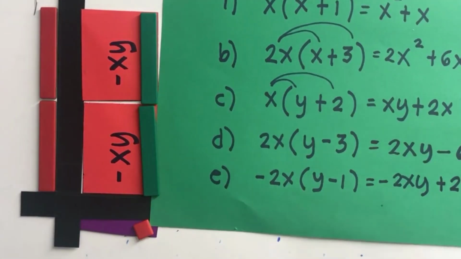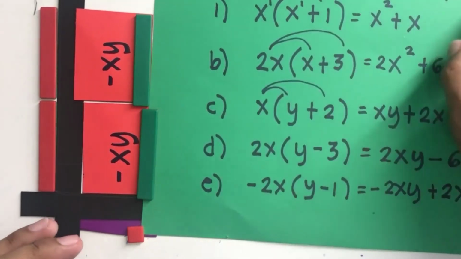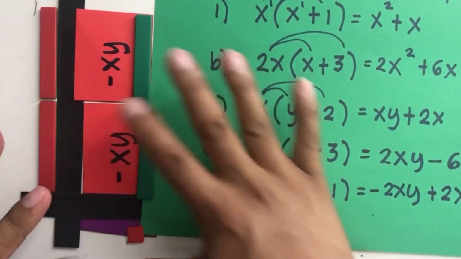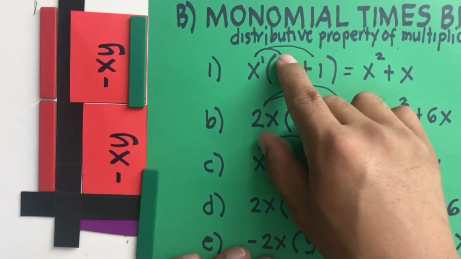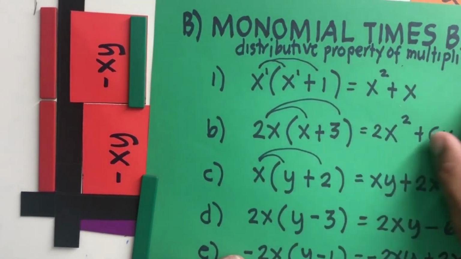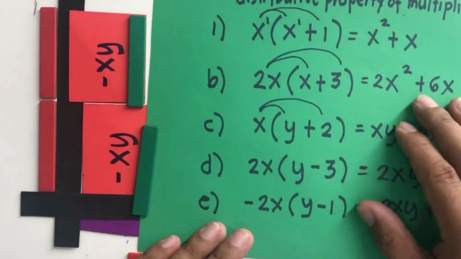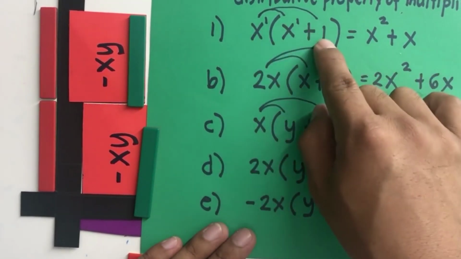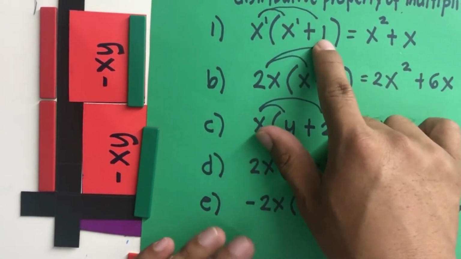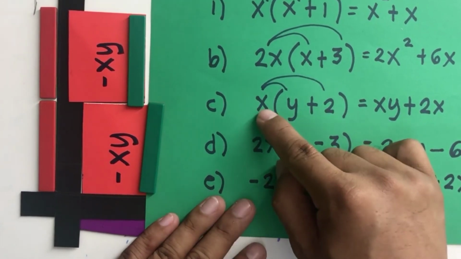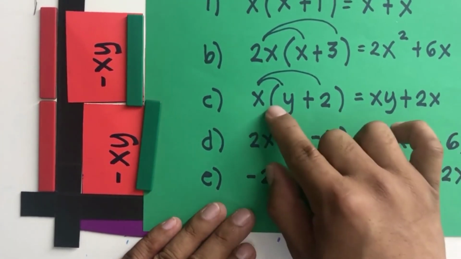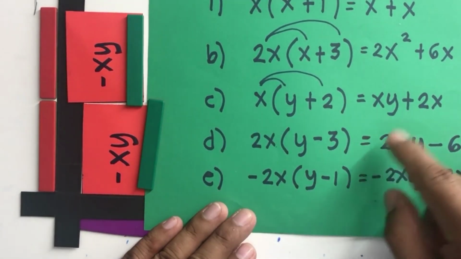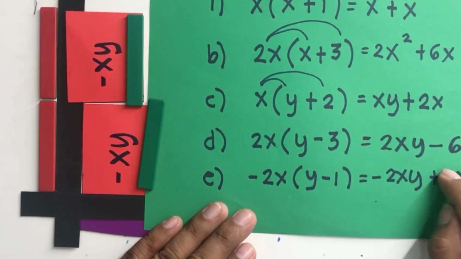So that's how we represent monomial times binomial using algebra tiles and the equivalent abstract operation, which we call the distributive property of multiplication over addition, which says when you have a monomial factor times a binomial factor or a multinomial factor, you have to distribute the monomial factor to each term of the multinomial to get your product. And your product is a binomial or trinomial if you cannot simplify them further.